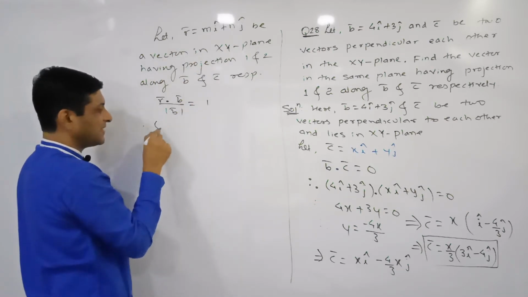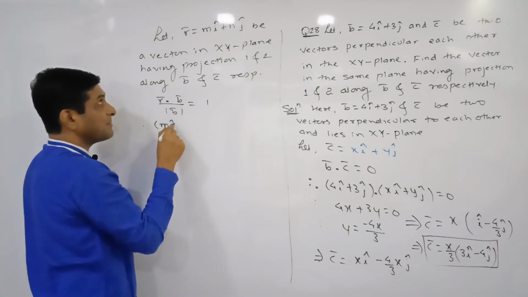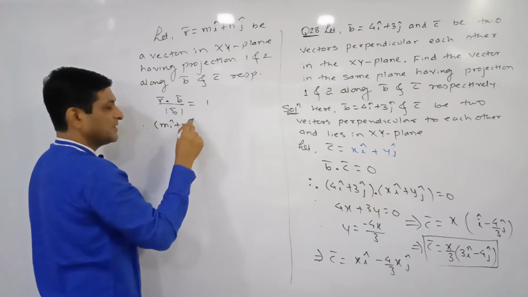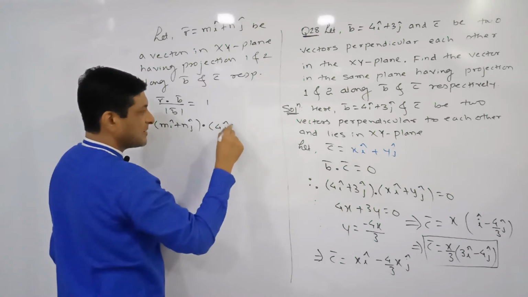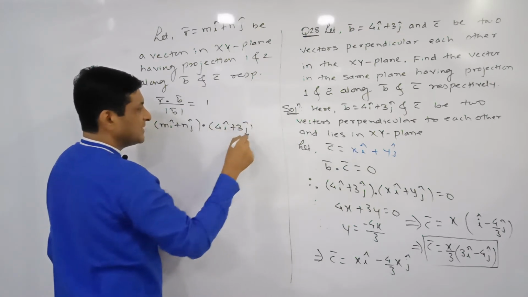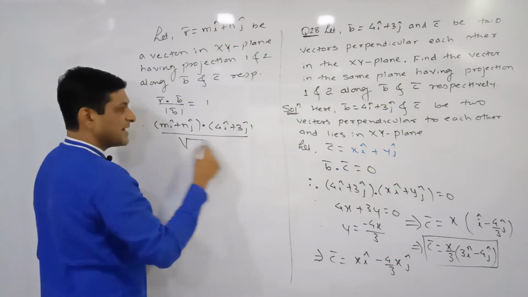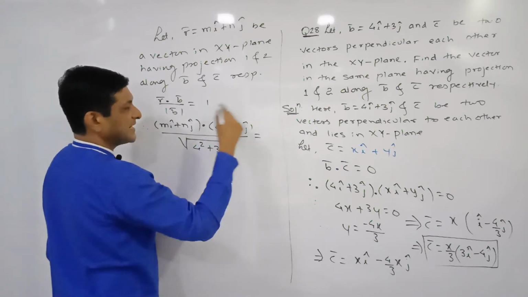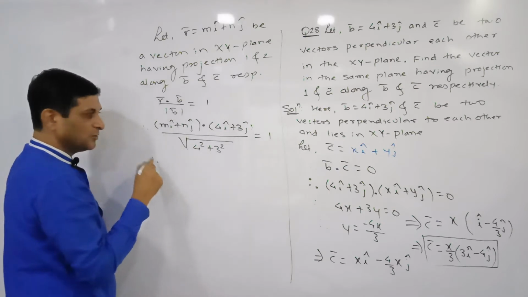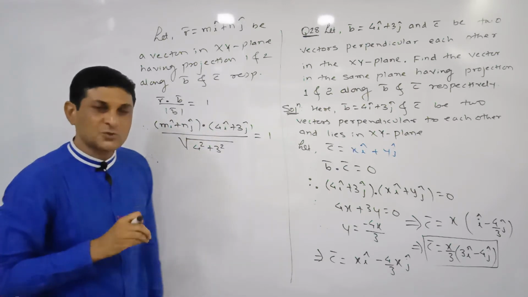What is the value of R bar? M i cap plus N j cap. What is the value of B bar? It is given to us: 4 i cap plus 3 j cap, divided by magnitude of B bar, which is square root of 4 square plus 3 square. On this side keep 1 as it is. In the numerator take the dot product of these two vectors.